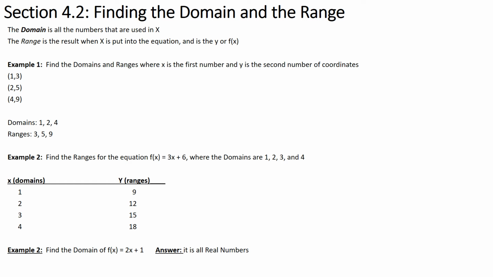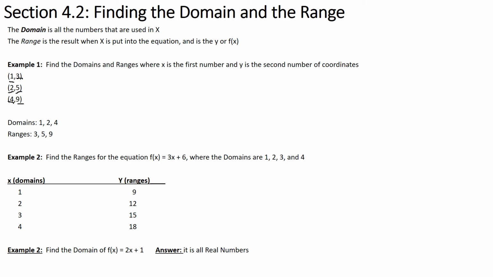Now, one thing we're talking about is the domain and the range. The domain is basically the numbers in the x. The range is the resulting numbers in the y. Whatever you put in for x, you get a result with y. Now, if we have a series of points, again, x is the first number, y is the second number. All the domains are 1, 2, and 4. Those are my x's. All the ranges are 3, 5, and 9.